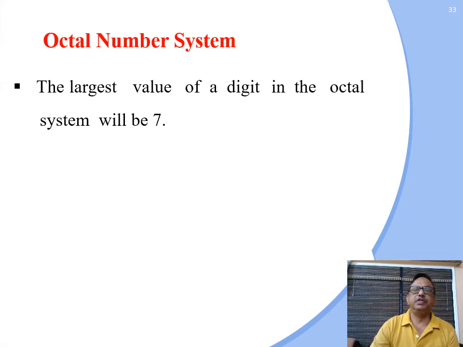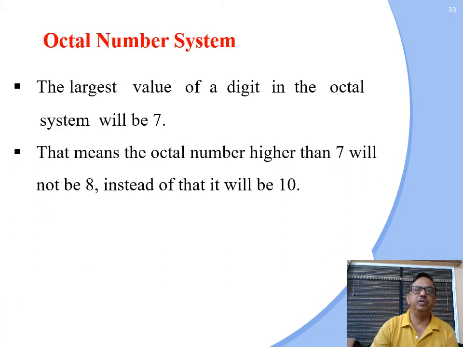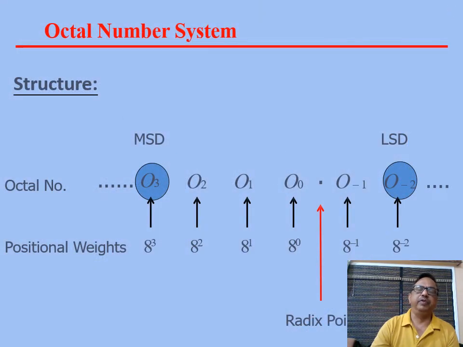The largest value of a digit in the octal number system is 7. Obviously, it starts from 0 to 7, and 7 is the maximum value. It means in the octal number system, if the number is higher than 7, it will not be 8; instead of 8, it will be 10. So if we count the numbers from 0 to 7, 0, 1, 2, 3, 4, 5, 6, 7, then 10, 11, 12, 13, 14, 15, 16, 17, then 20, and so on.